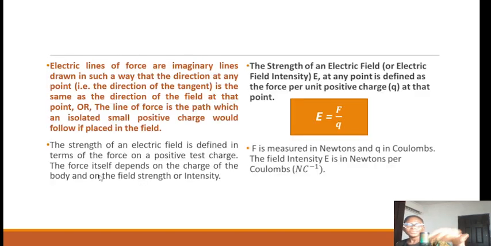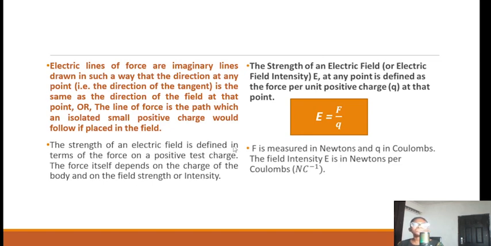felt. Electric lines of force are imaginary lines drawn in such a way that the direction at any point, that is the direction of the tangent, is the same as the direction of the field at that point. Or the line of force is the path which an isolated small charge would follow if placed in the field. That's the path it will follow. Like we saw the positive charge, we saw the negative charge, and we saw the way they are moving, we saw the direction.